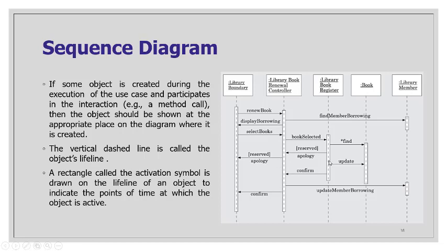Before confirming or before sending the apology, it finds whether the book is available in the book object or not. And before sending the confirmation, it updates in the book object that this book will be renewed. So this is the way of a sequence diagram.